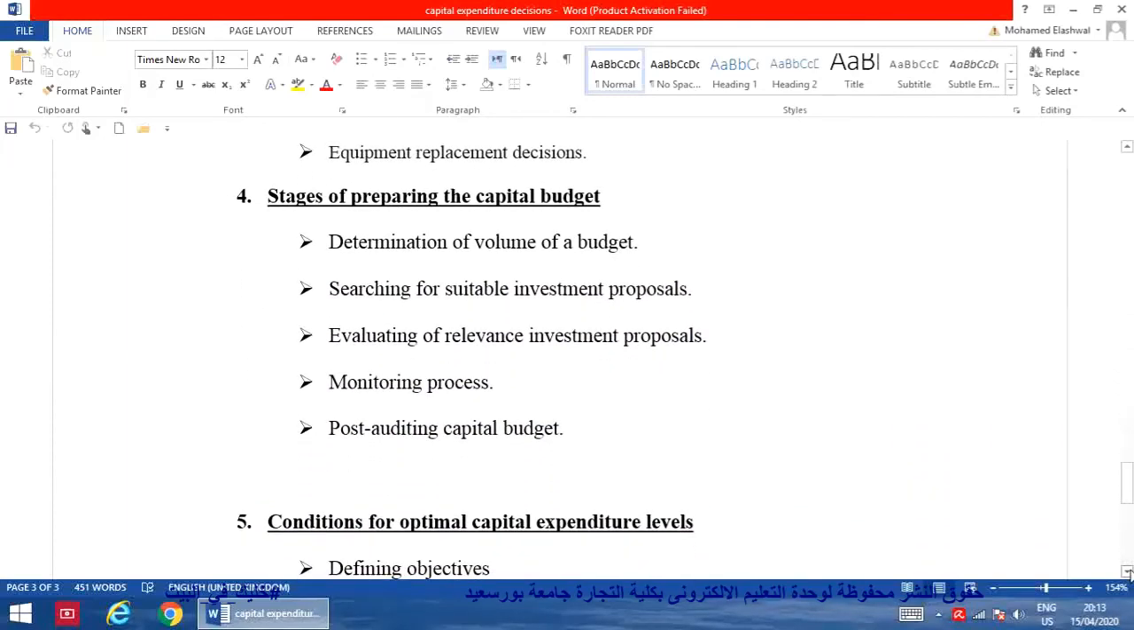Stages of preparing the capital budget. We have five stages. The first stage is the determination of volume of a budget. Secondly, searching for suitable investment proposals. Thirdly, evaluating relevant investment proposals. Fourthly, monitoring process. And lastly, post-auditing capital budget.